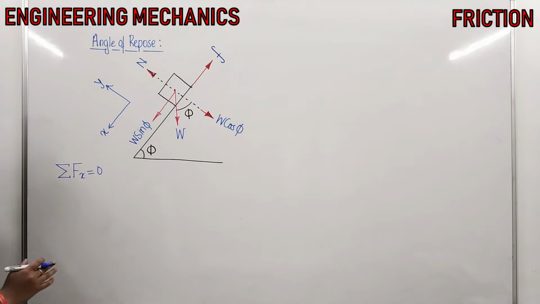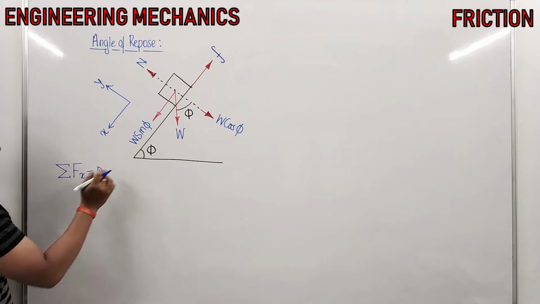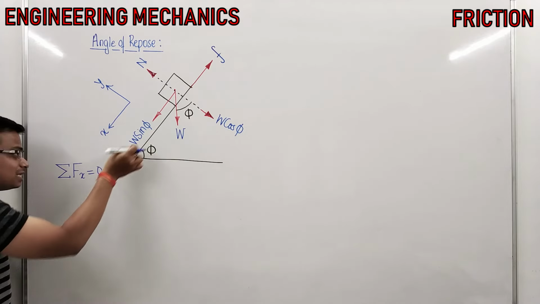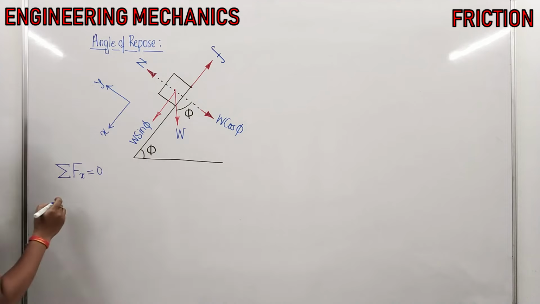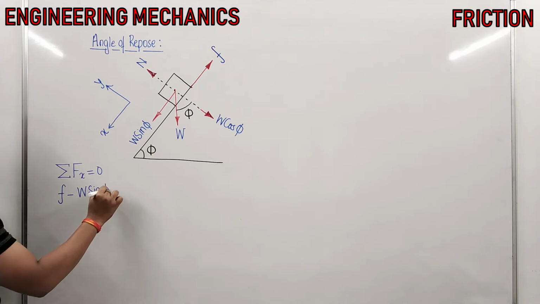What I'll try to do is apply this to the forces acting along this direction. One is W sin phi, let me take this as negative, and let me take this force F as positive. So obviously this is going to be F minus W sin phi is equal to zero.